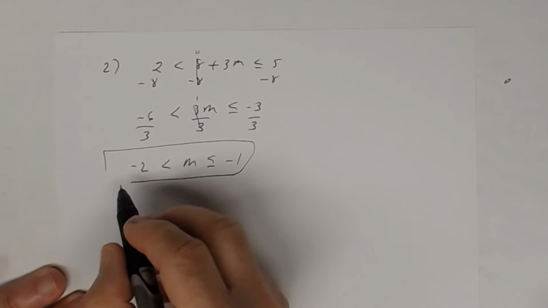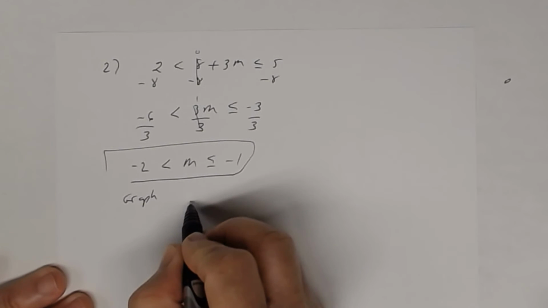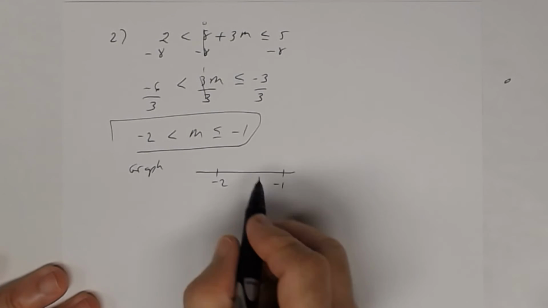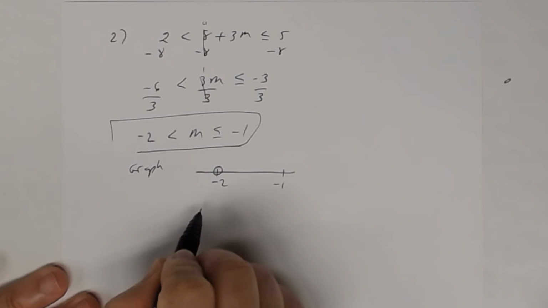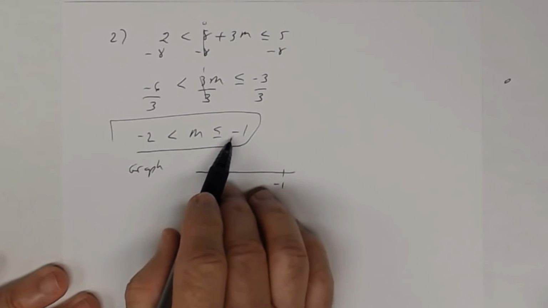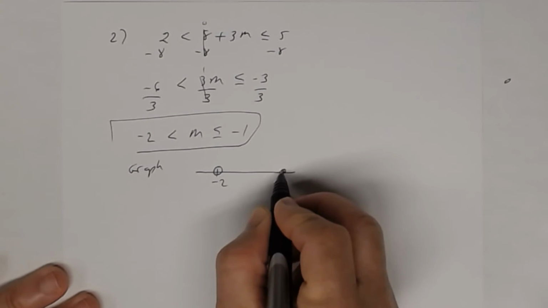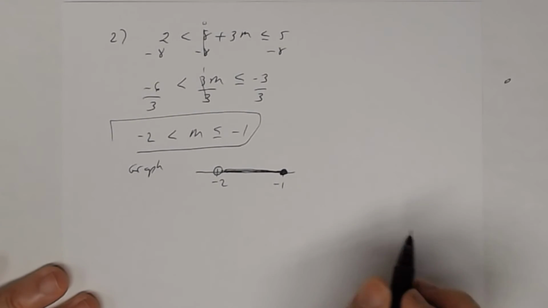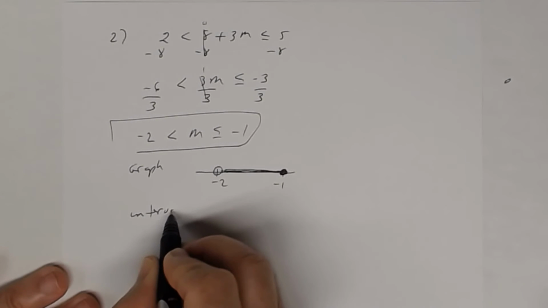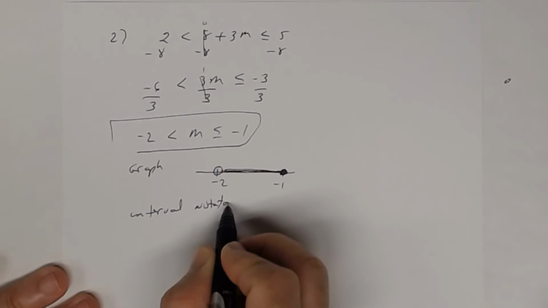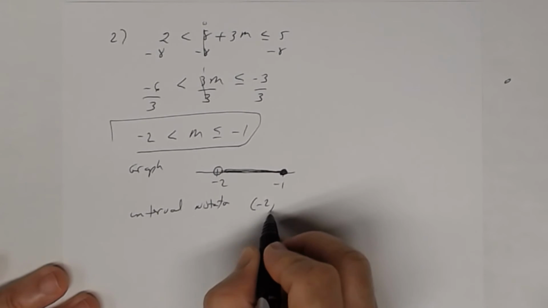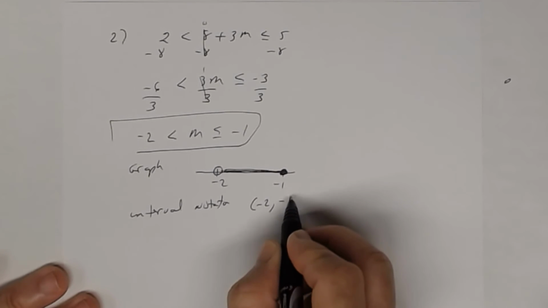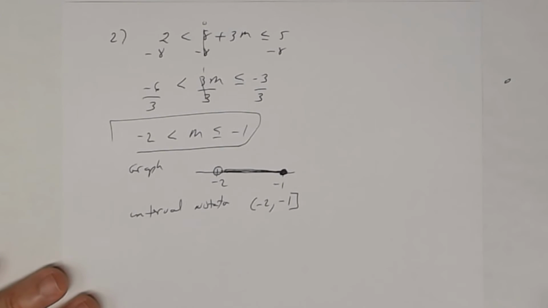And so now as a graph, you're going to put that on the number line in order. No equal sign, so you're going to put an open circle on -2. There's an equal sign here, so that means -1 is a solution. So you can put a closed circle, and you're going to shade in everything between them. Okay? And then your interval notation, you're going to say parentheses -2, go from left to right, comma, -1 with a bracket. All right? And so that's it.